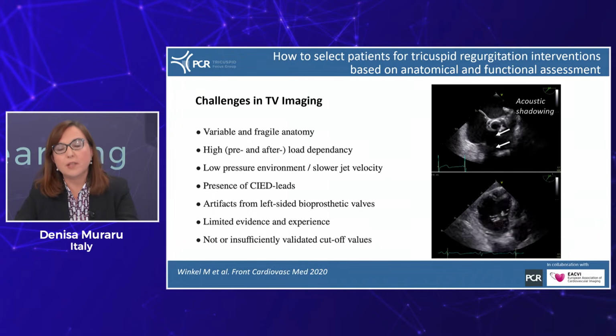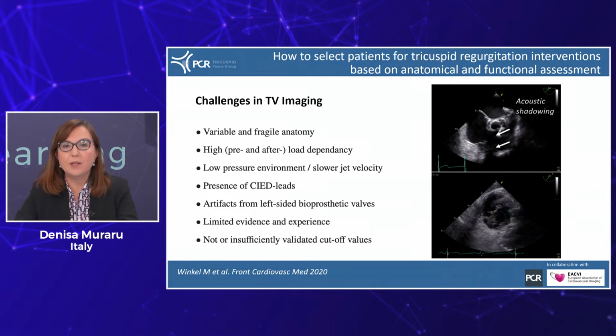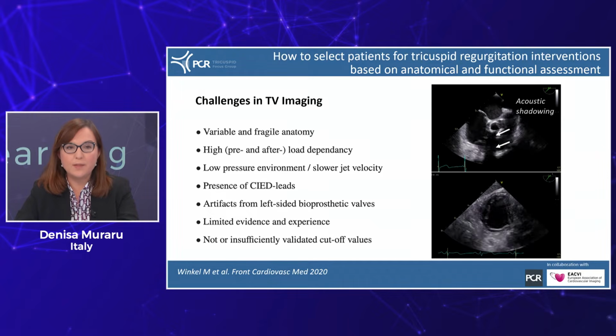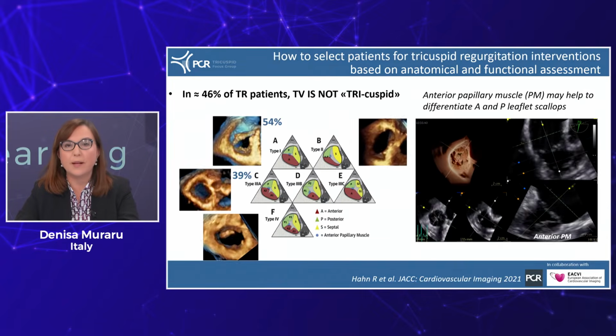We know that the tricuspid valve is challenging because it's thinner and there are a lot of other issues on the right side compared to the mitral valve. We also have present pacemaker or ICD leads that make things really challenging. We have the problem of acoustic shadowing from highly reflective structures. So seeing the leaflets is not always very easy, but with some training and experience, we can work it out.